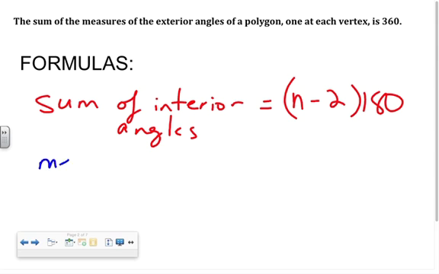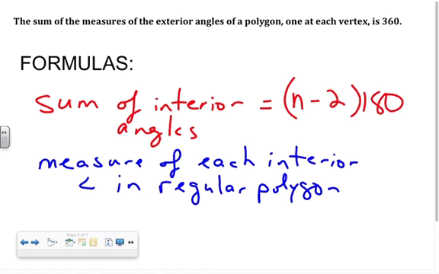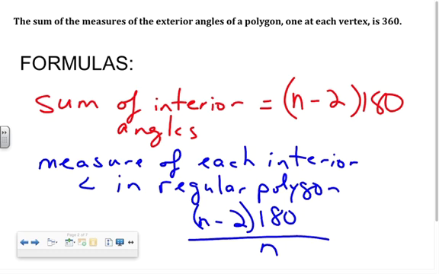So once again, another formula. The measure of each interior angle in a regular polygon is n minus 2 times 180 divided by the number of sides.